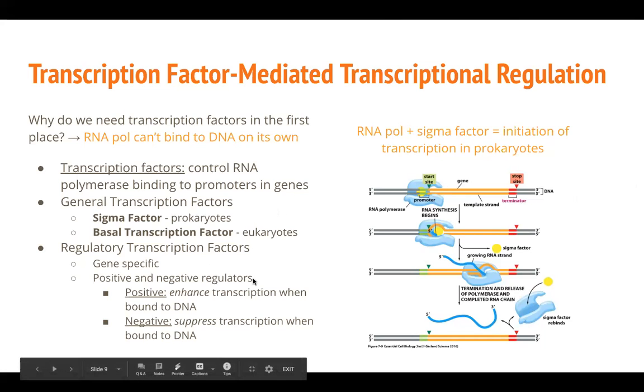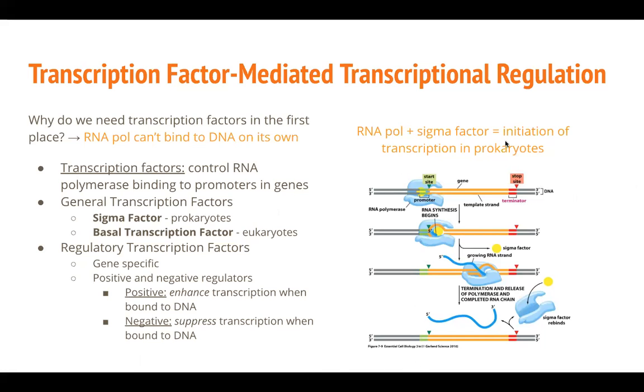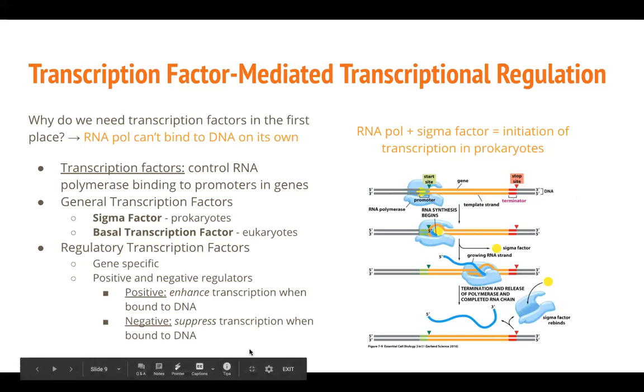RNA polymerase cannot bind to DNA. Remember, RNA polymerase is what is transcribing the DNA. It can't bind to DNA and start transcription without transcription factors on the DNA. So transcription factors control RNA polymerase binding to promoters in genes. And there's certain types of transcription factors: general transcription factors and regulatory transcription factors.